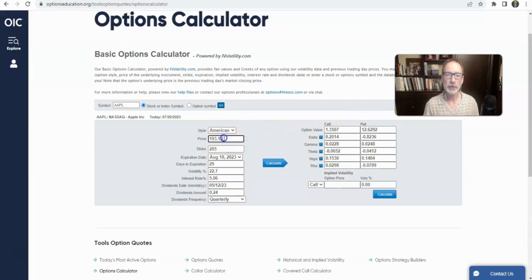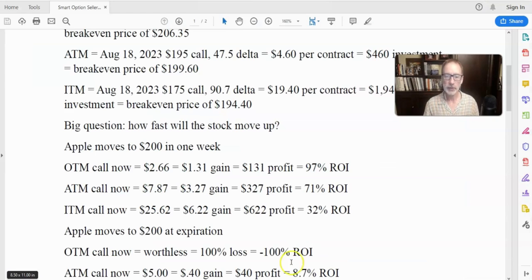So all we have to do now is bump this up to $200 and take the days to expiration down by a week, because our example is Apple jumping up to $200 after 1 week's time. So we put in 22 days here. 1 week has lapsed. So now the option's worth $2.64. My numbers here were a little bit off, but only by about 2 cents. So that out of the money call will now be worth $2.66.